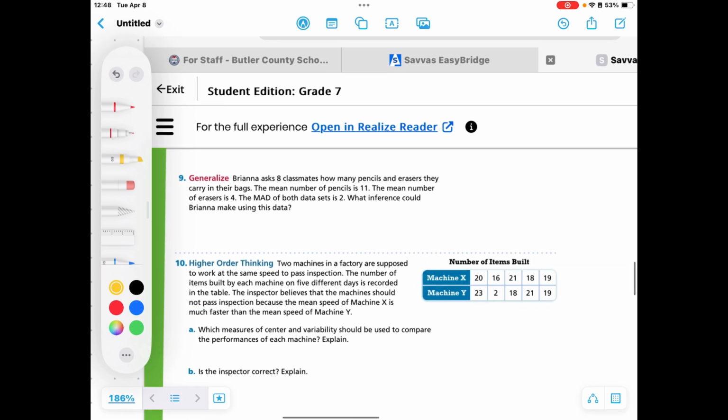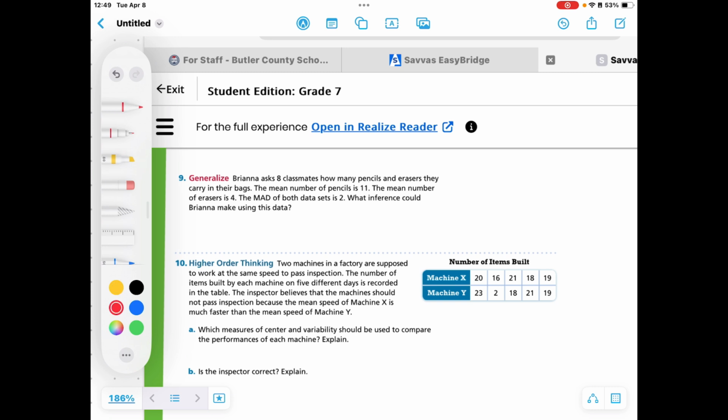So looking at number 9, it says Brianna asks 8 classmates how many pencils and erasers they carry in their bags. The mean number of pencils is 11 and the mean number of erasers is 4. The MAD of both sets is 2. What inference does Brianna make using this data?